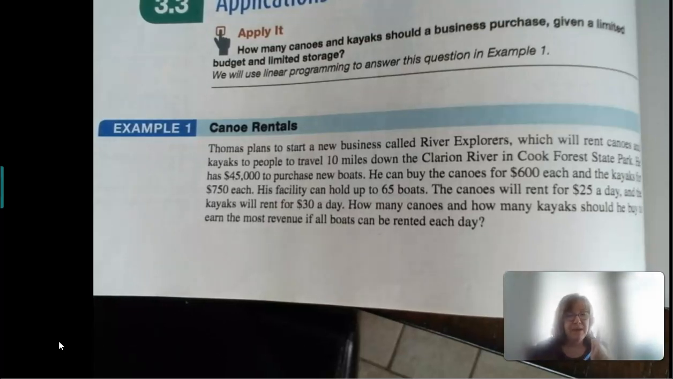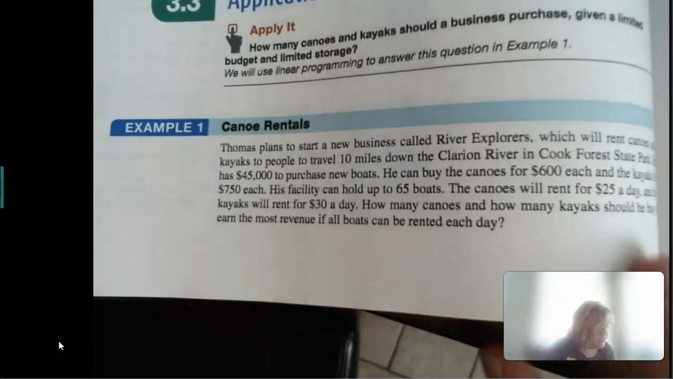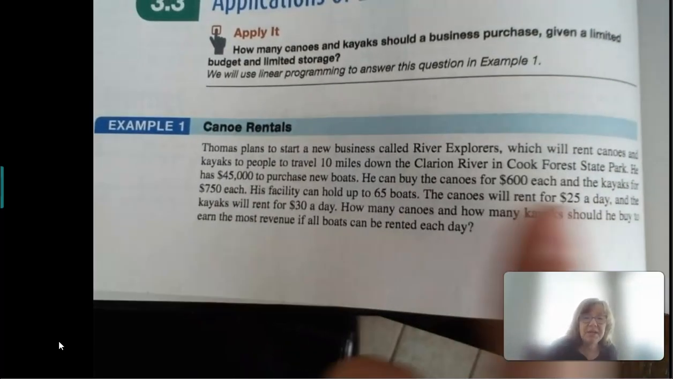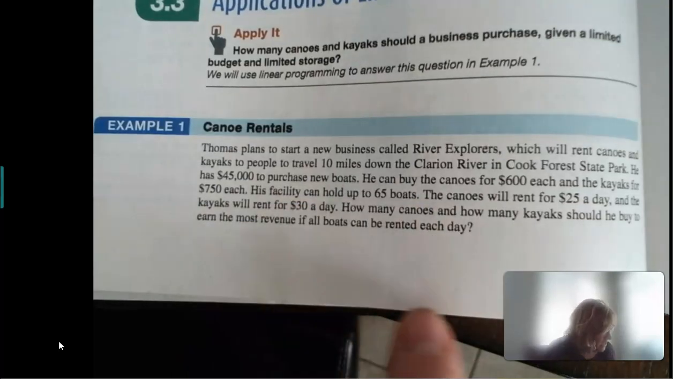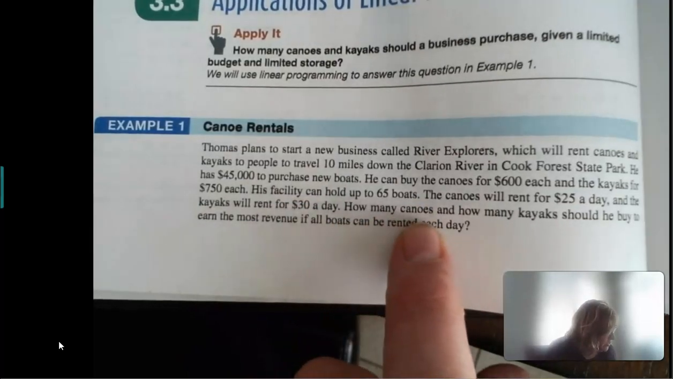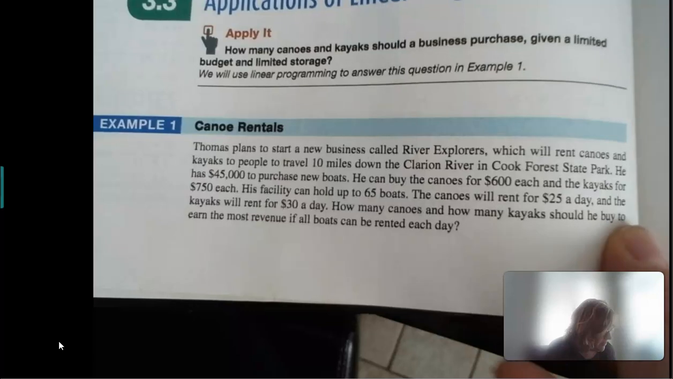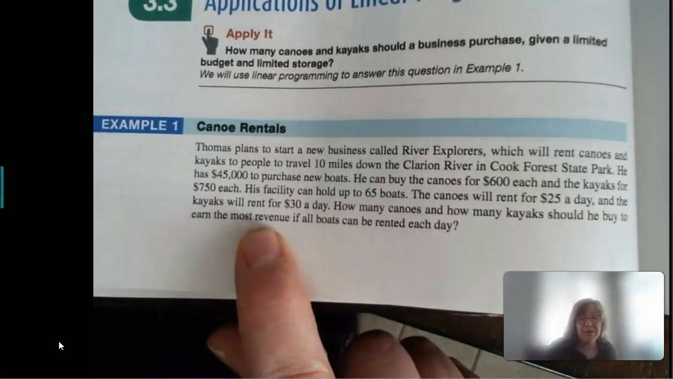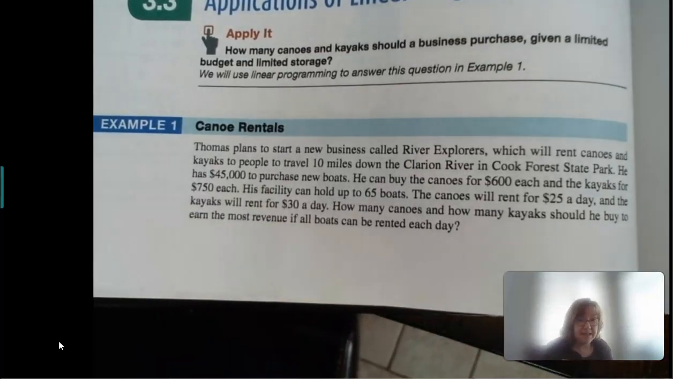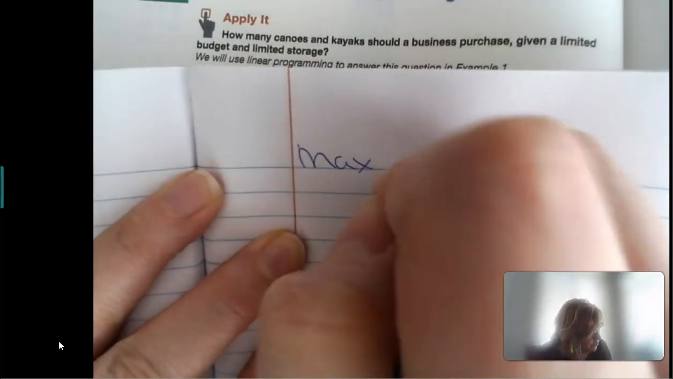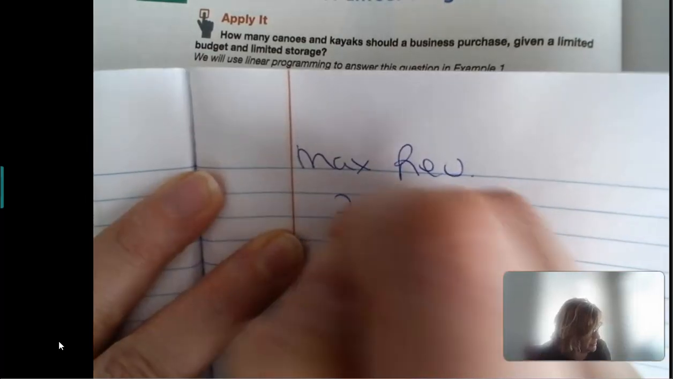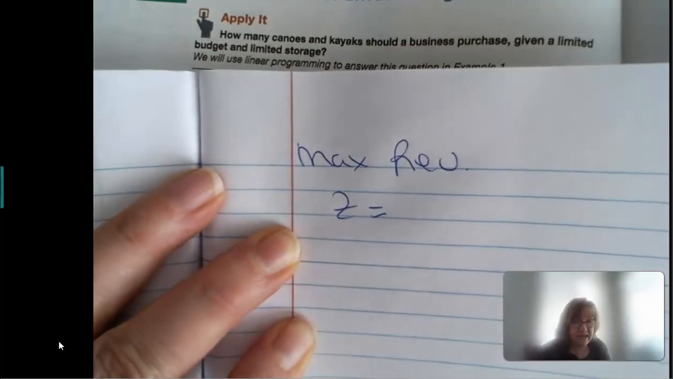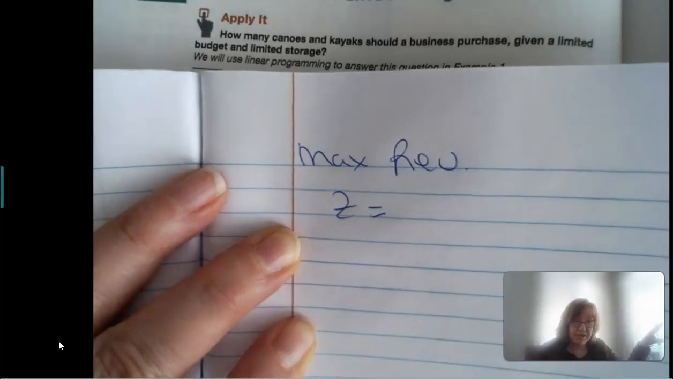Now, my advice to you on this is get rid of the Z, the max or min, first. Usually that's at the end of the story, so to speak. If you read the story problem at the end, it says, how many canoes and how many kayaks should he buy to earn the most revenue? So we know they're trying to maximize revenue. On the top of your paper, you're going to write max revenue, and you're going to put Z equals, because the Z is not anything you're going to graph. That's what you're going to do when you get to the table or the chart.